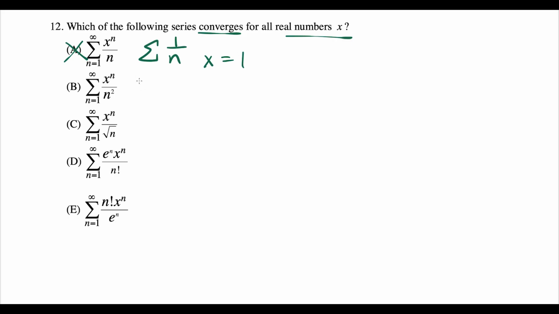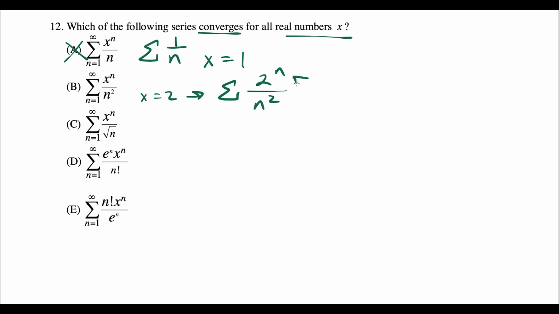Now, same thing again. If you plug in x equals 1 here, you're going to get 1 over n squared, and you may say, oh, this is a convergent p-series. But now we're going to plug in a bigger value of x. Let's say we plug in x equals 2. So if we plug in x equals 2 to choice B, that's going to give us the series 2 to the n power over n squared.